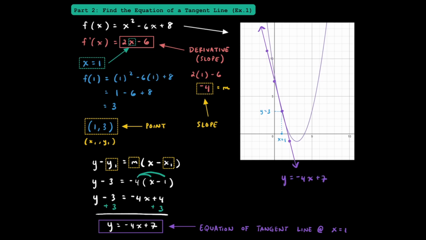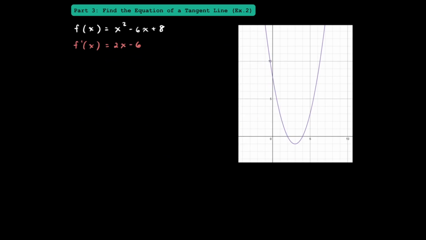Hopefully it makes sense that the slope is negative here because the parabola is decreasing when x is equal to 1. Now let's try finding the equation of a tangent line when x is a different value. Let's try 4 here. Let's find f of 4 to figure out what the y value is when x is equal to 4. Here we're going to have 4 squared minus 6 times 4 plus 8.